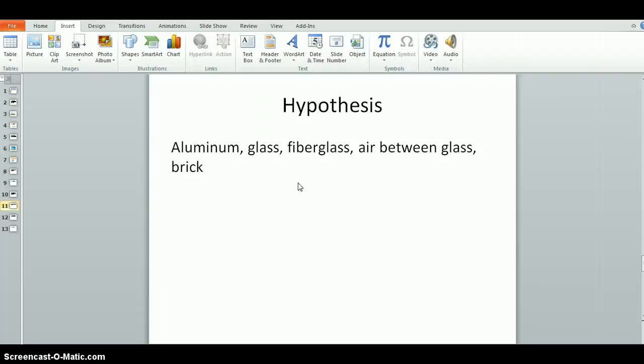So for example, if I said, if I put aluminum between the ice cube and the hot plate, then the ice will melt quickly because aluminum is a good conductor. Or maybe I said, if I put fiberglass between the ice cube and the hot plate, then the ice cube will melt slowly because fiberglass is a good insulator. It does not conduct heat well. So go ahead and pause the video and write a hypothesis for each of these different materials.